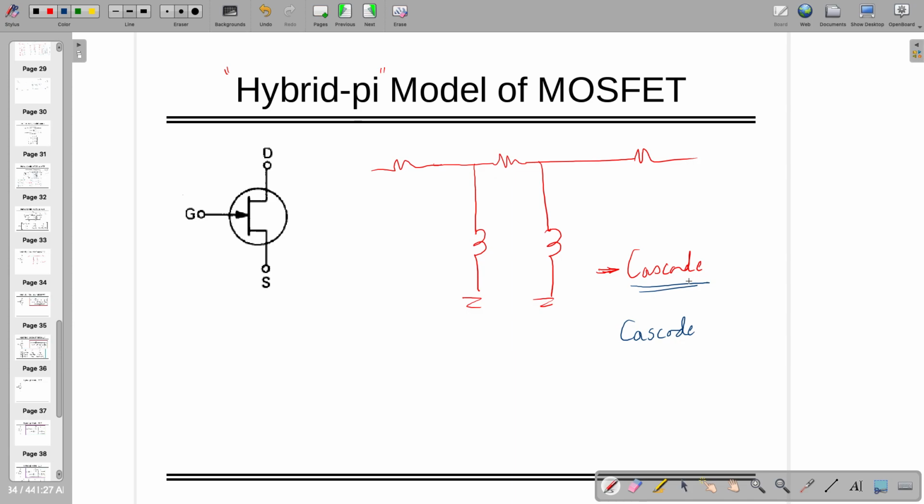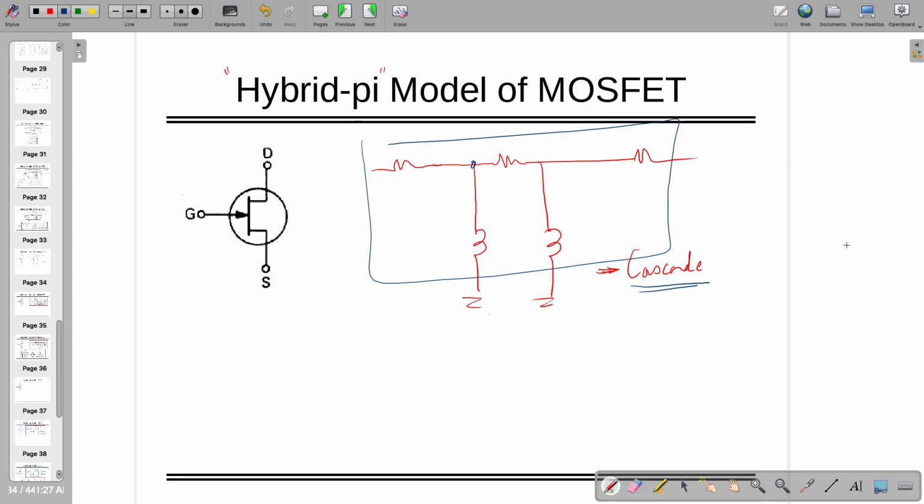Cascade is one after another one. Cascode you will maybe see in future. You will see cascode also sometimes. So cascade is the one where, if you are connecting this circuit with another circuit after this one, it's cascade. And all these things are with respect to ground only.